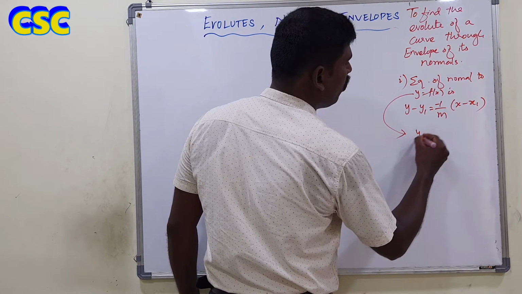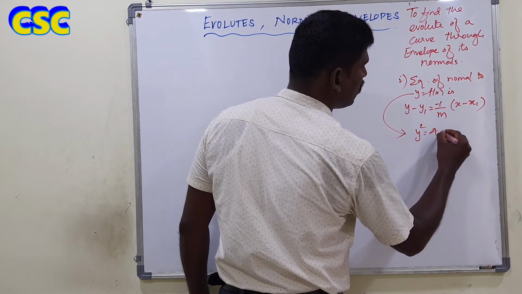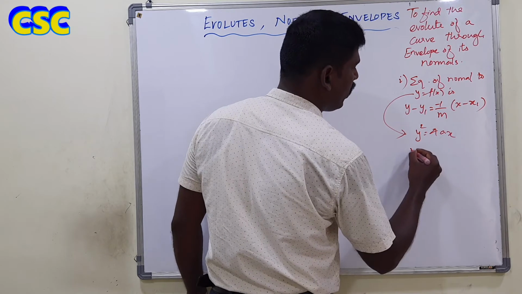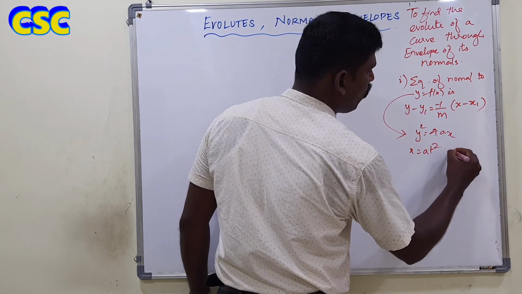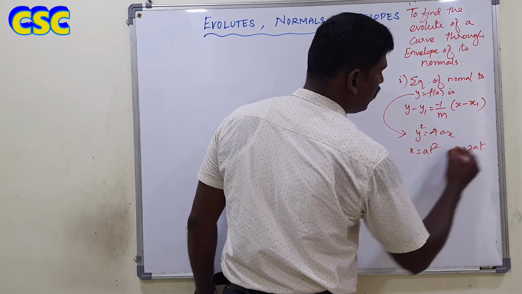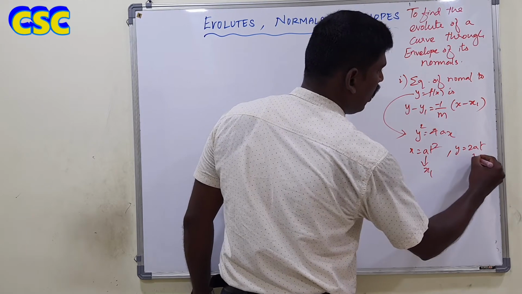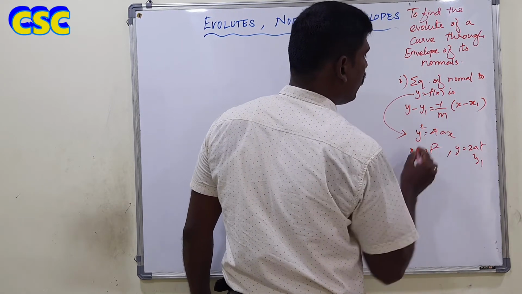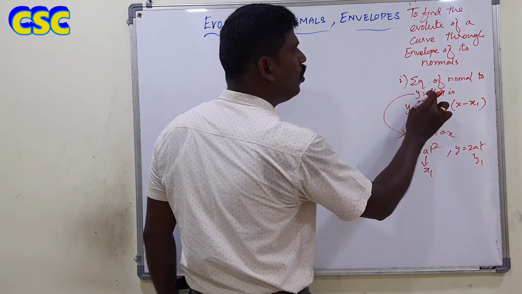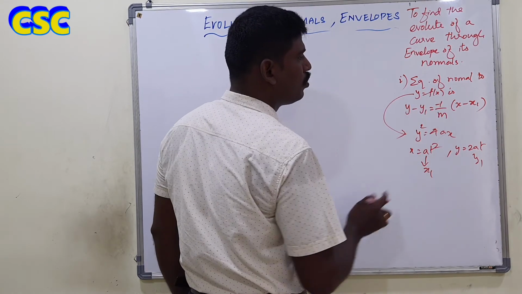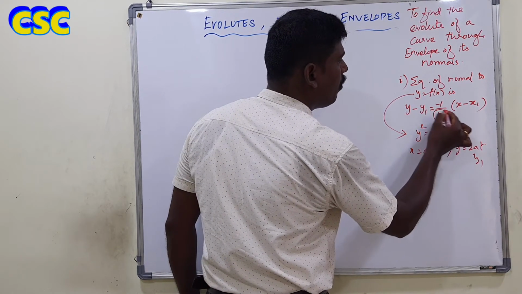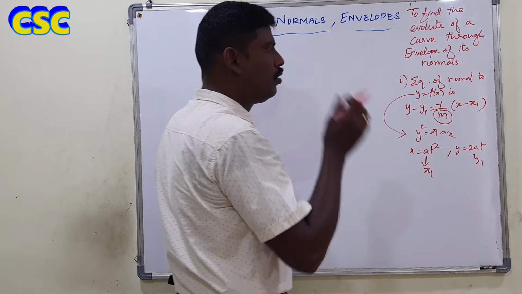Suppose y square is equal to 4x is given. Then what is x1 comma y1? x equal to at square comma y equal to 2at, isn't it? So this can be taken as x1 and this can be taken as y1. So we can take x1 and y1 through the parametric form of the given curve. So the only unknown to find is m.